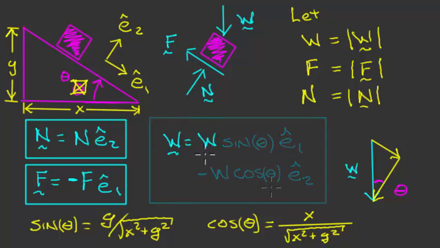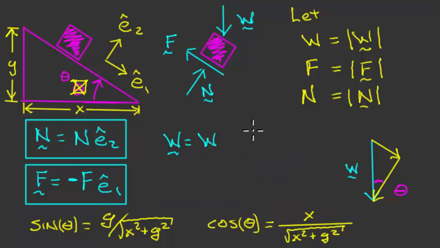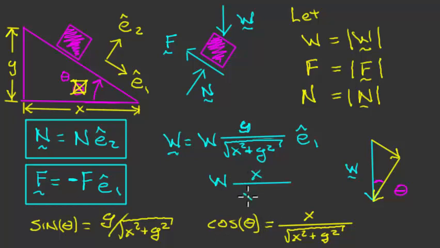Okay, so what we need to do is make those substitutions into our expressions above, and then we're good. So this horizontal component is going to be w times y over the square root of x squared plus y squared, and that's the E hat 1 component. For the E hat 2 component, I've got a w, and now I want to use the cosine. That would be x over the square root of x squared plus y squared. That's in the E hat 2 direction. But again, I have to be careful because this component of the weight is actually in the minus E hat 2 direction. So I have to put a minus sign there.